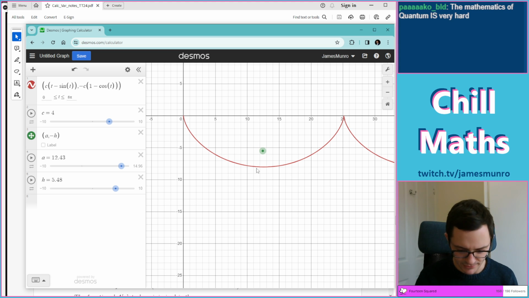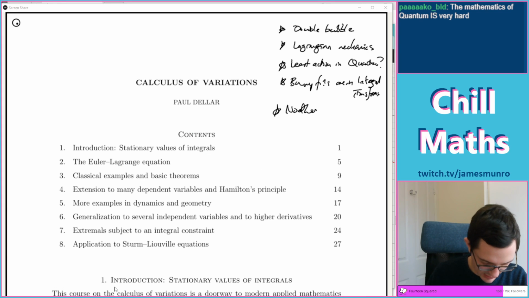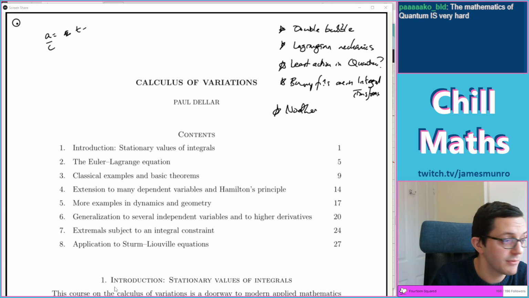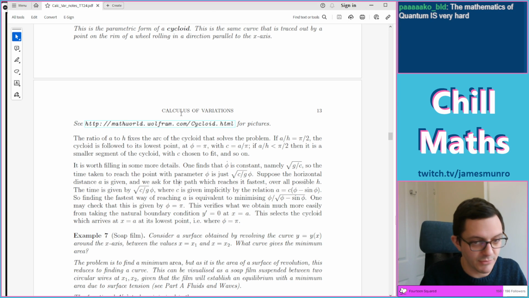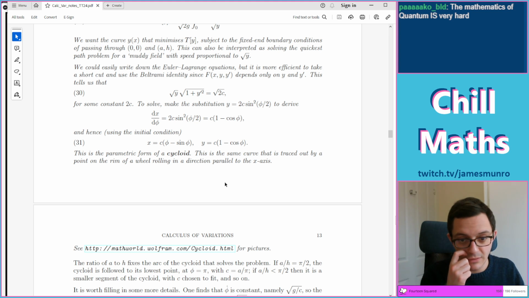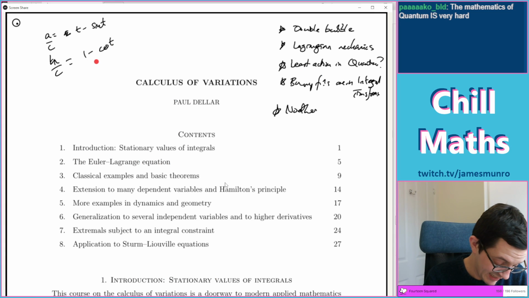I've found a puzzle. Let's have a quick think here. Can I actually solve this? A over C is t minus sine t, and H over C is 1 minus cos t. Can I actually solve those? I'm not sure I can.